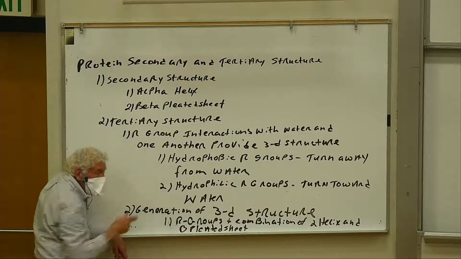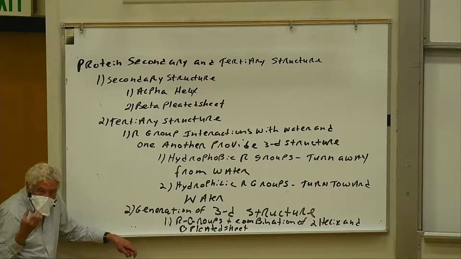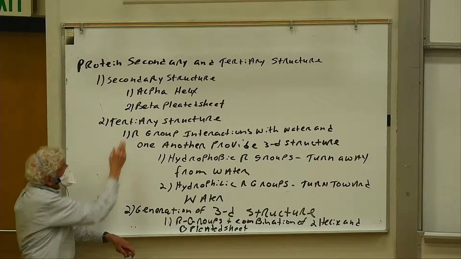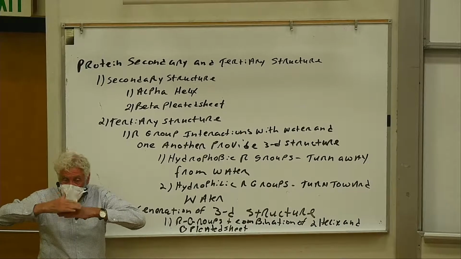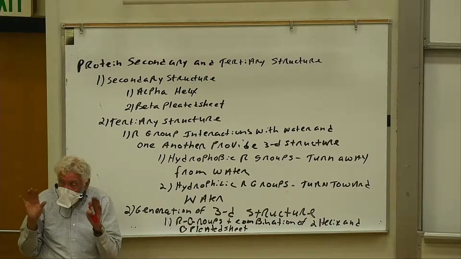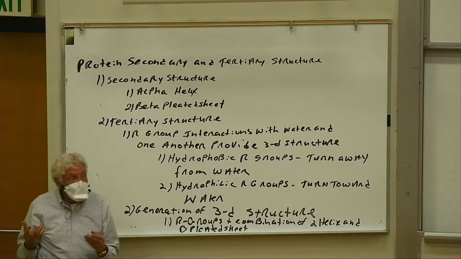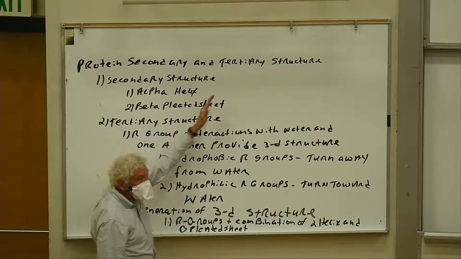The alpha helix is going to be hydrogen bonding within the backbone of the molecule. It's within the molecule itself. Whereas the beta pleated sheet is bonding between two adjacent strands. And we'll talk about how these are organized. But the major takeaway from all of this is that secondary structure is entirely due to hydrogen bonding.